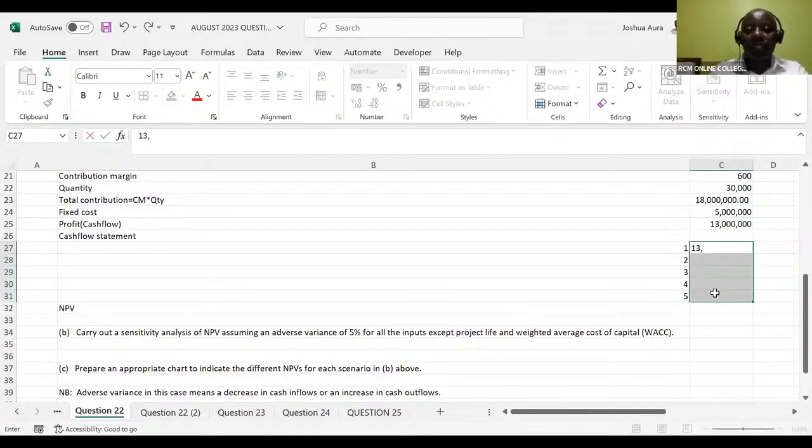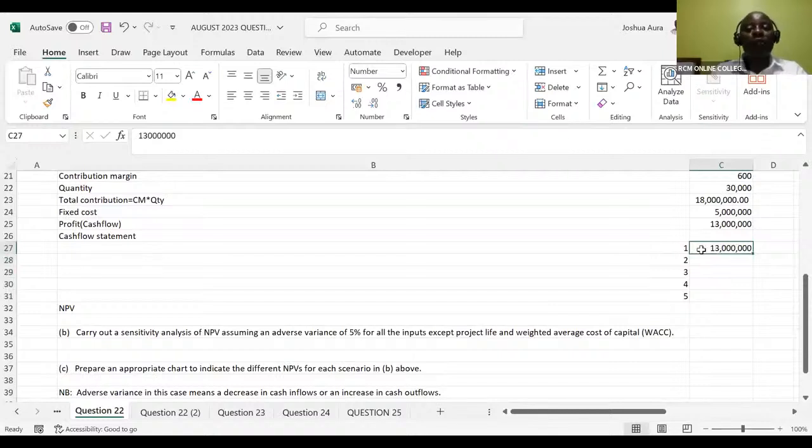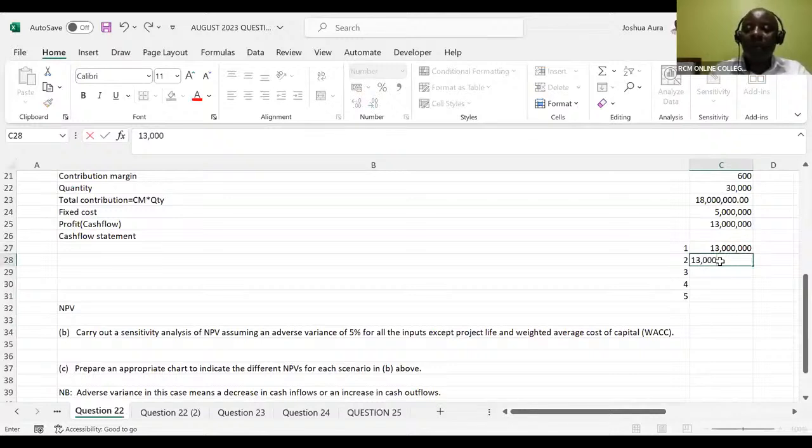13 million is what we shall be enjoying for how many years? For 5 years. You can come and drag this, but for you, just use the longer way first. Every year, we are enjoying that 13 million. I'll be teaching you the shortcuts, but for now, every year, I'm enjoying this 13 million.